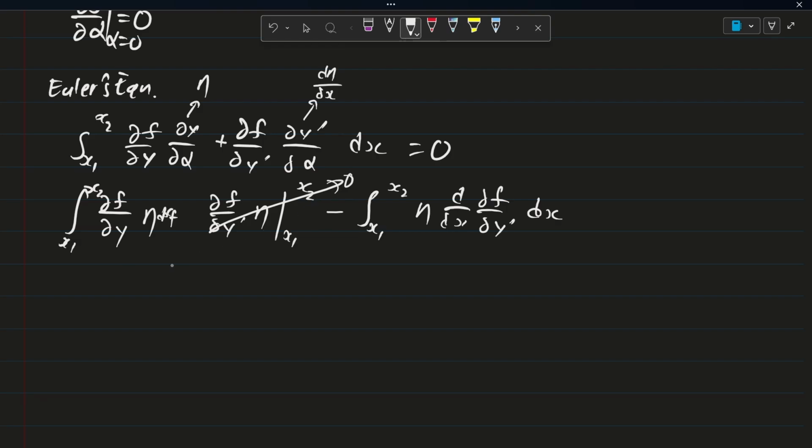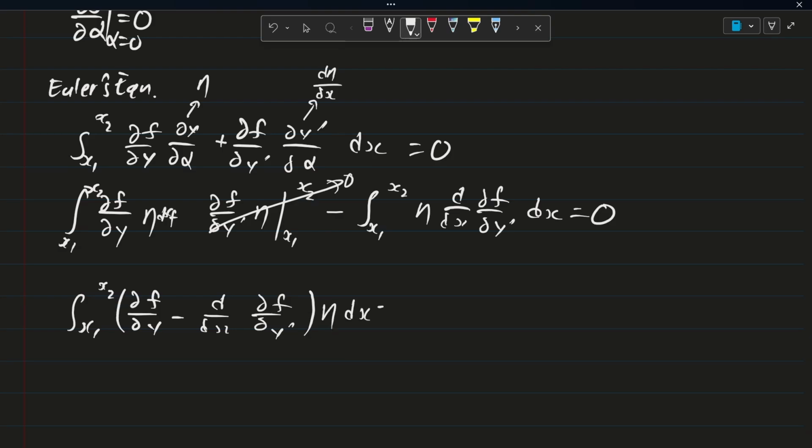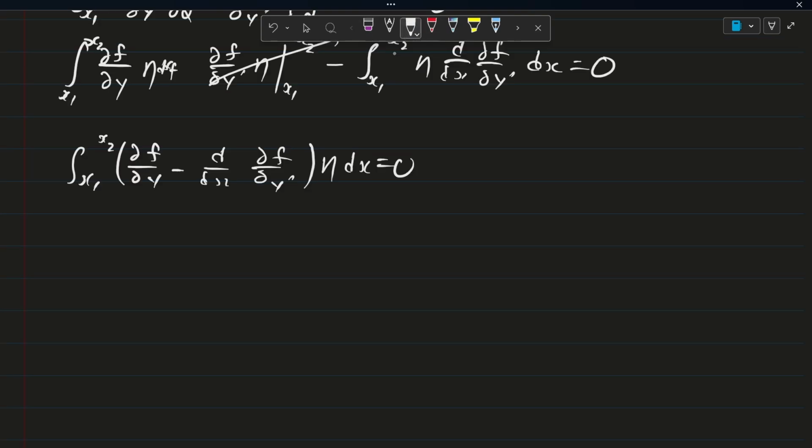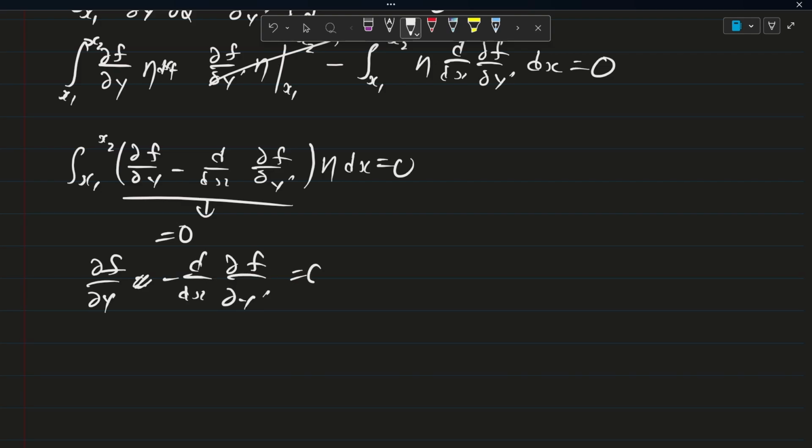So what we obtain is this equation here, and this must equal 0: the integral from x1 to x2 of partial f over partial y minus d over dx of partial f over partial y prime, multiplied by eta dx, equals 0. Now this must work for all eta, otherwise it's not a minima or a maxima. So we need this coefficient to equal 0. And this is what we call Euler's equation: partial f over partial y, subtract d over dx of partial f over partial y prime, is equal to 0.